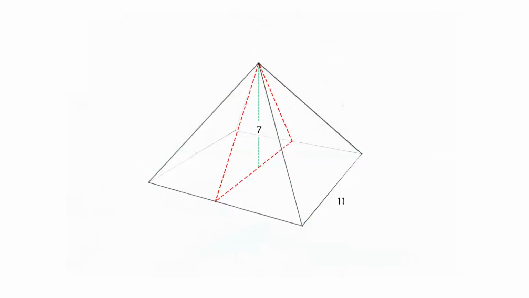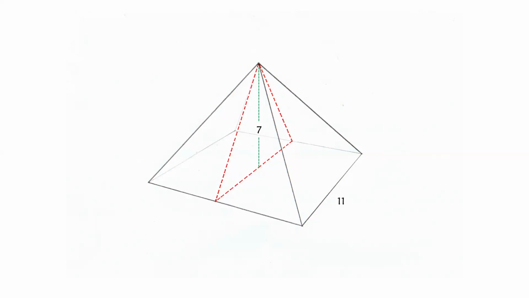Now this is how the triangle actually shows itself within the pyramidal form, the three-dimensional pyramid. And this is the type of pyramid that is the Great Pyramid, the same type of pyramid as the Great Pyramid in Egypt. So as you can see, the square base has edges of 11 and the height is 7.